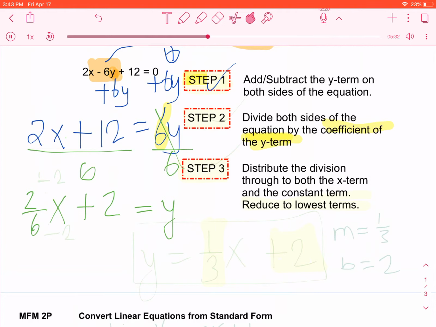Okay, I can rearrange this to y equals mx plus b so that my y is on the left side. That part's just fine so that I can have a more familiar look. Now, 2 over 6 does simplify to 1/3 because I can divide the numerator and the denominator by 2. And then that plus 2 will stay. Okay, so this means that my slope is 1/3. This means that my y-intercept is positive 2. And like we saw in step 3, we want to always reduce to lowest terms, which we did in this case.